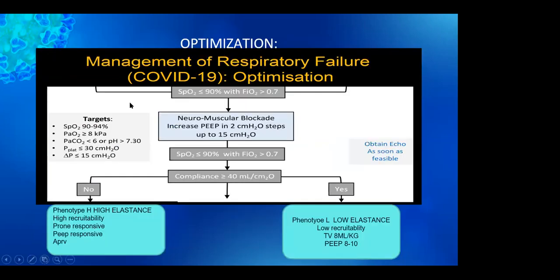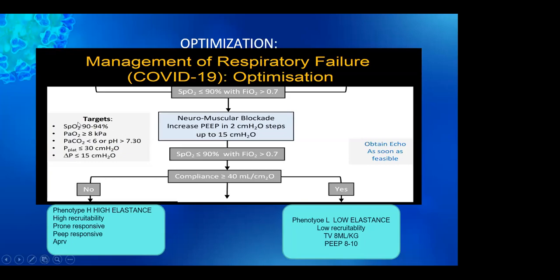In the next step, if they were unable to achieve saturation of more than 90 and were reaching FiO2 of 70%, and even at FiO2 70% were unable to achieve this saturation, what they did next was increase the PEEP, which was initially started at 8. They increased it by 2 cm until it reached 15 cm of water, and they added neuromuscular blockade. So the patient is paralyzed now, with gradual increments in the PEEP up to a maximum of 15. And these were the targets again, as I described earlier: plateau pressure less than 30, driving pressure less than 15, PCO2 the same target, PO2 more than 60, saturation 90-94.